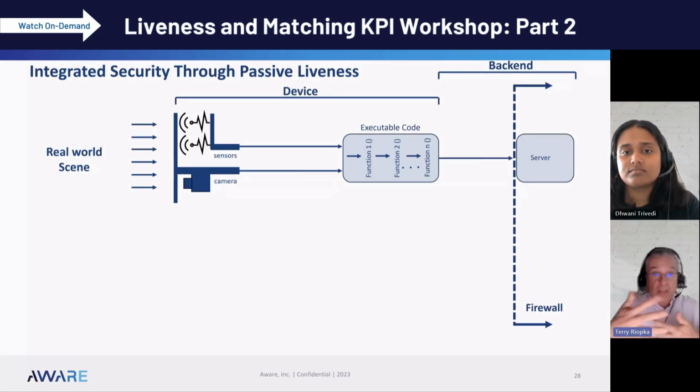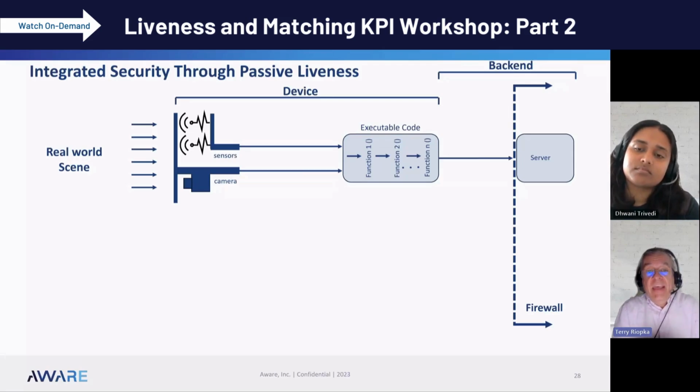You also have possibly other sensors, right? You're measuring sensors from the outside world. So you have this real scene imprinting itself, let's say, on this device. The data comes into the device, and then there's code on the device that's executed. Then in your typical cloud scenario, a data packet is sent to the back-end server.